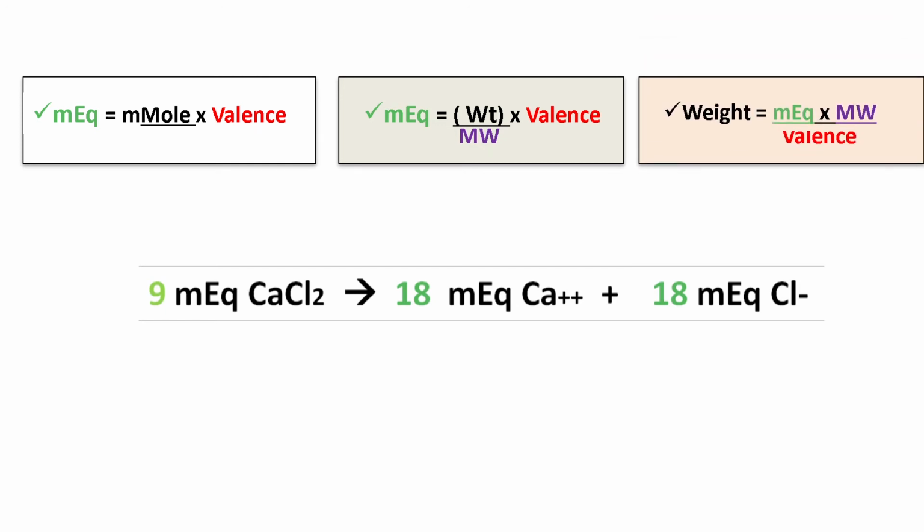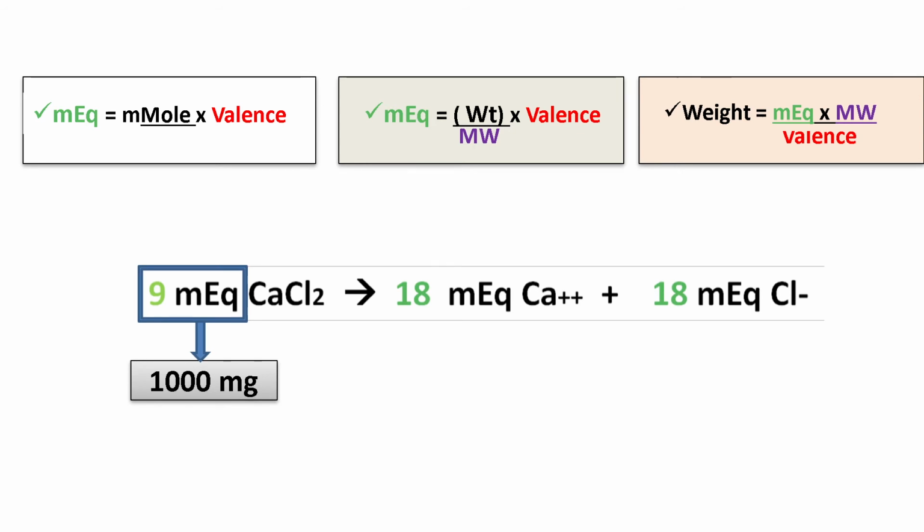Now, if we interchange their places, we can have this equation as weight is equal to milliequivalent into molecular weight divided by the valence. Just interchange their places and we get the value of weight. Now we can use this formula. We know 9 milliequivalents is equal to 1000 milligrams.